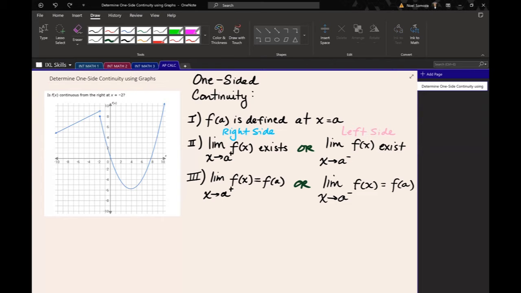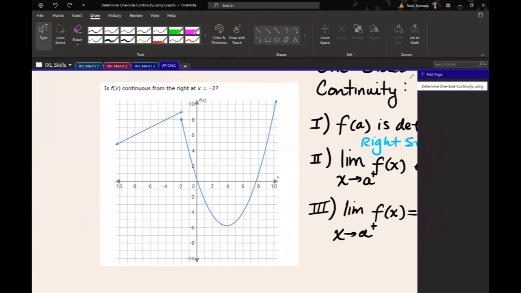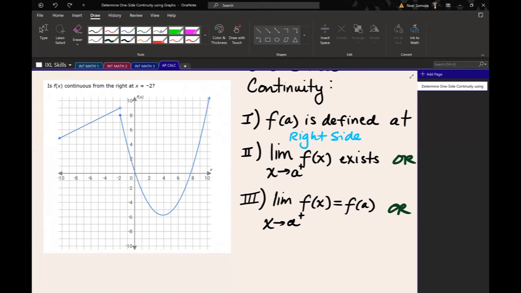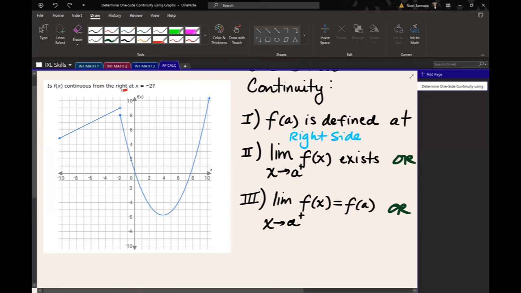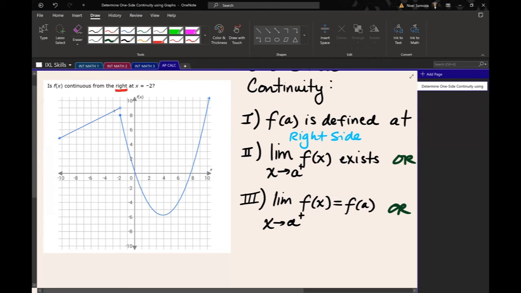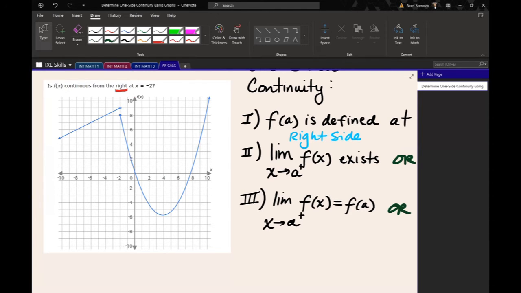All right, so let's take a look at the question. And the question is saying, is f of x continuous from the right, right? So we only care about continuity from the right side at x equals -2. So in general, the graph does not have continuity because you can see how the limit coming from the left side does not agree with the limit coming from the right side. But we only care, is it continuous on the right side of the graph? So let's take a look.